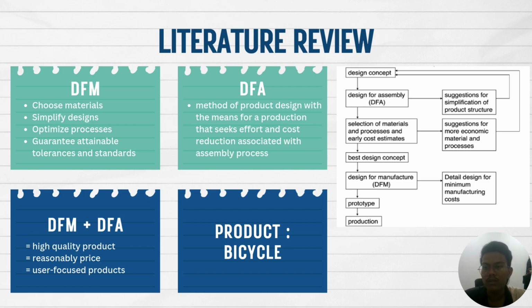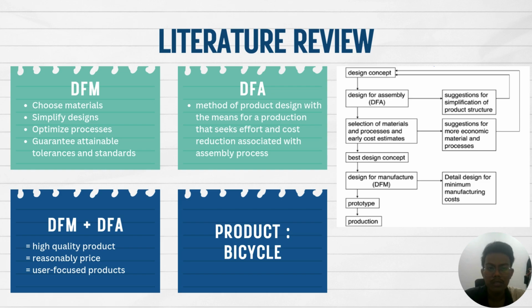So moving to the first part, which is design for manufacturing. Optimizing product designs to streamline and improve the manufacturing process is the focus of design for manufacturing. DFM's primary objectives are to choose materials, simplify designs, optimize processes, and guarantee attainable tolerance and standards.